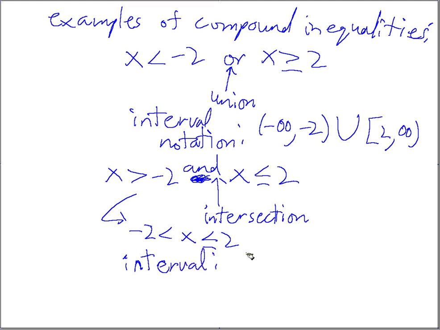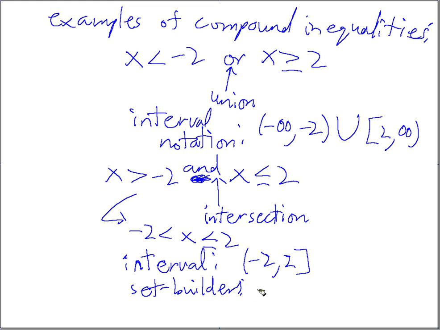Interval notation: parentheses on -2, comma, 2, and we are including the 2, so bracket on it. And again, if you need to write that in set builder notation, not too bad at all. Just put this double inequality in there.